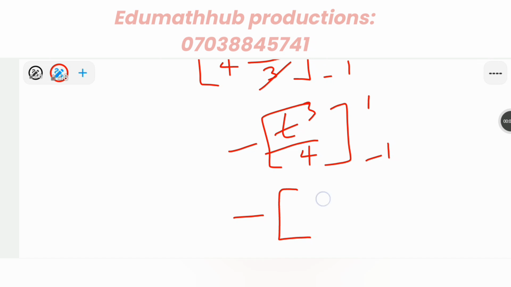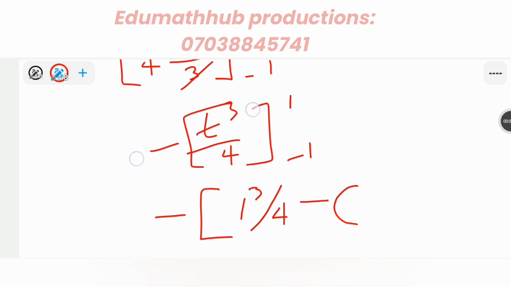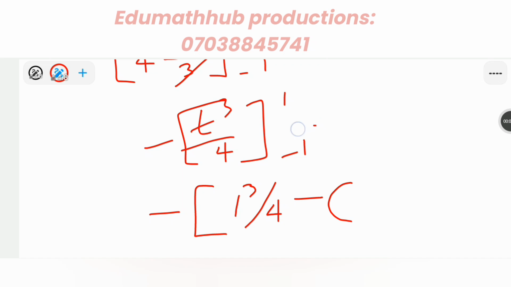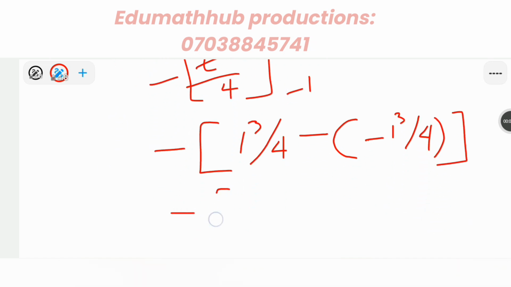So that will give me 1 to the power 3 divided by 4, minus, then I open a smaller bracket because the upper limit minus the lower limit. Then I'm putting minus 1 now. So that will be minus 1 to the power 3 over 4. So if you finish this up, 1 to the power 3 is 1. So you have 1 over 4 minus, open your bracket here, minus 1 to the power 3 is minus 1.